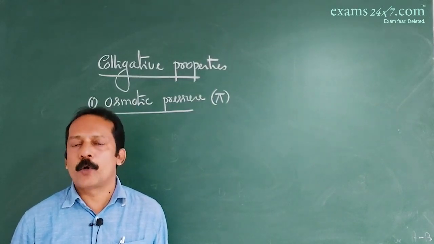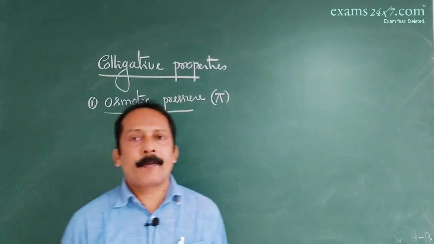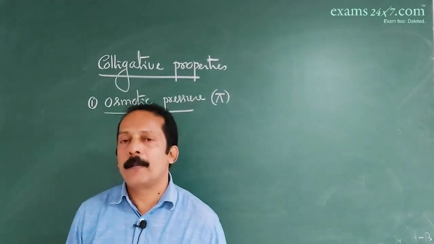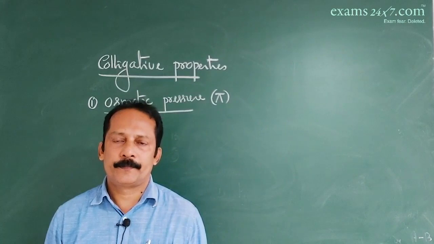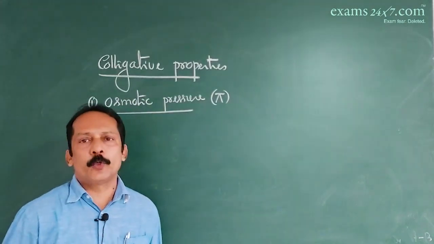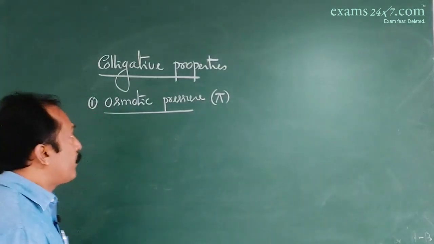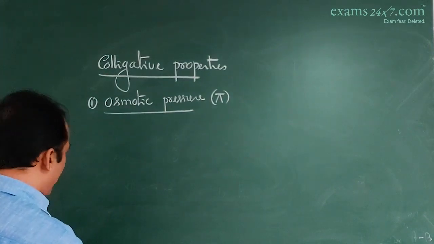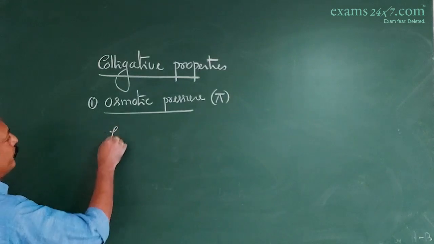That's called osmosis. When external pressure is applied on the solution just to prevent the osmosis, that external pressure is called osmotic pressure. So osmotic pressure is the external pressure applied on a solution just to prevent the osmosis. Now, it's about the different laws of osmotic pressure.